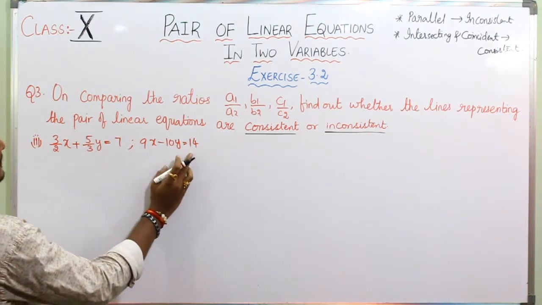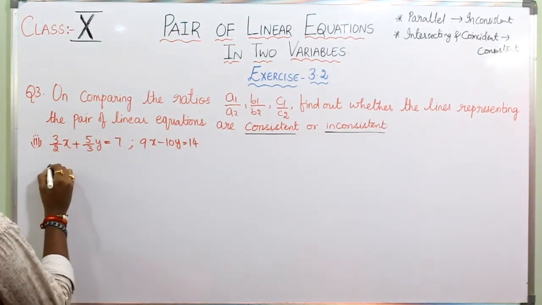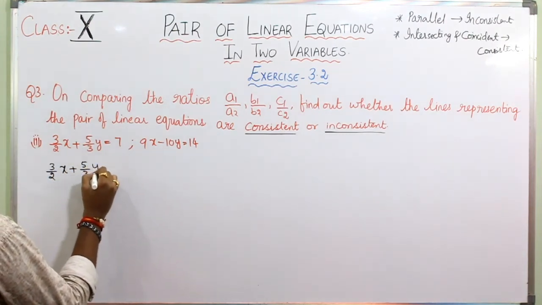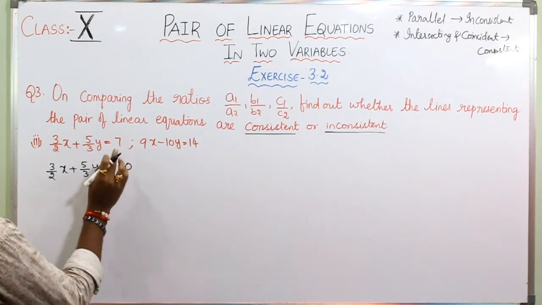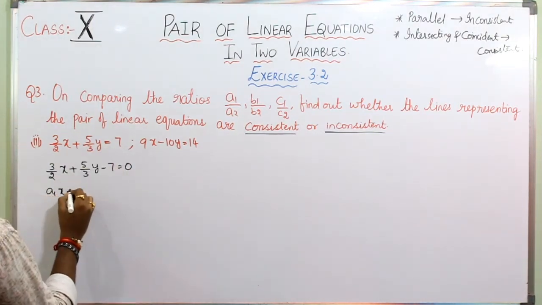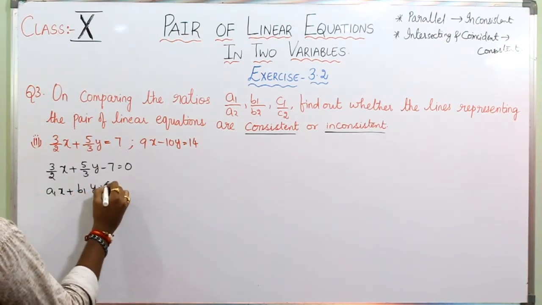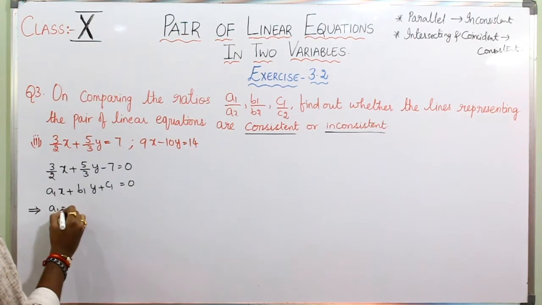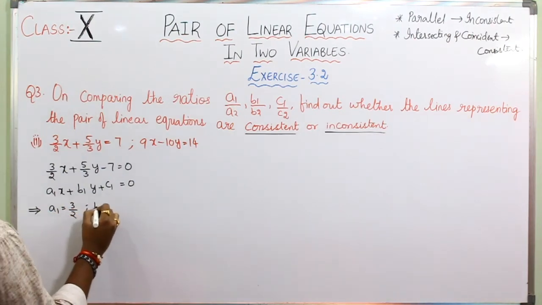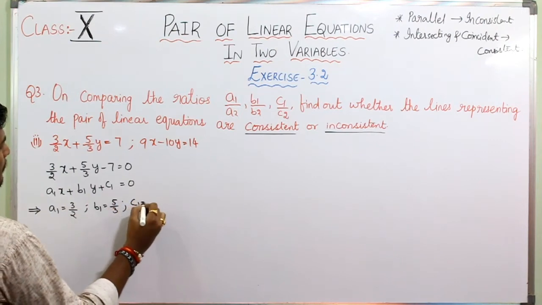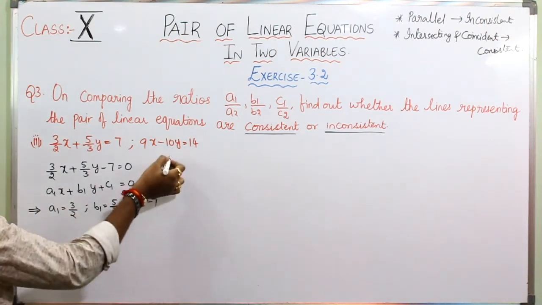9x minus 10y is equals to 14. So first consider 3 by 2x plus 5 by 3y minus 7 is equals to 0. I am taking this term inside and I am comparing it with a1x plus b1y plus c1 is equals to 0. Then if I compare, I will be getting a1 as 3 by 2, b1 as 5 by 3, c1 as minus 7. Okay.